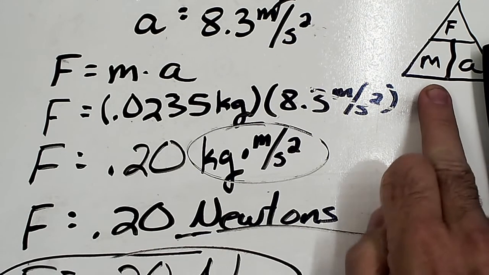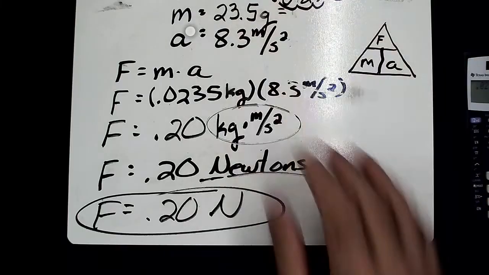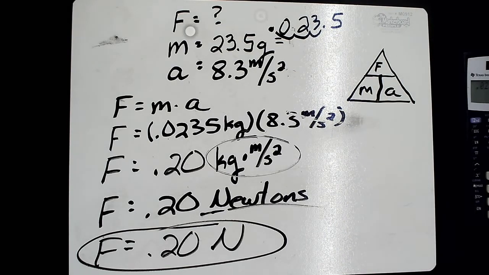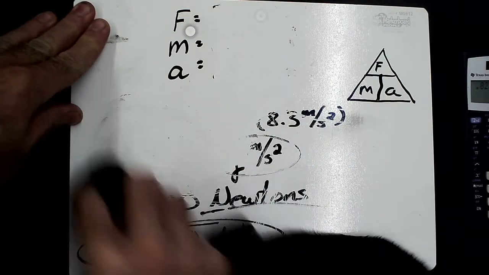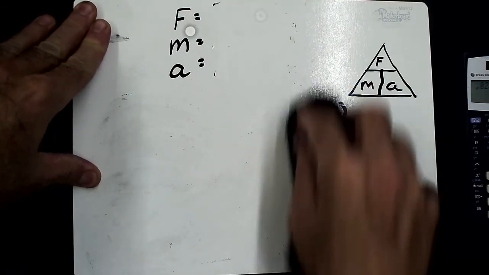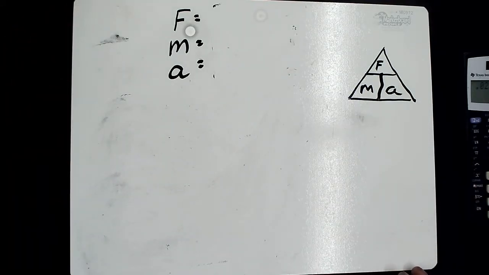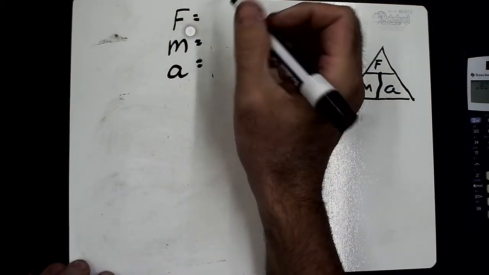Now I'm going to work with this thing right here. Sometimes they'll give you the mass and the force, and you've got to solve for acceleration. Sometimes they give you the force and the acceleration, and you've got to solve for mass, right? And that's where this comes in. Let's actually work with what I just explained to you.